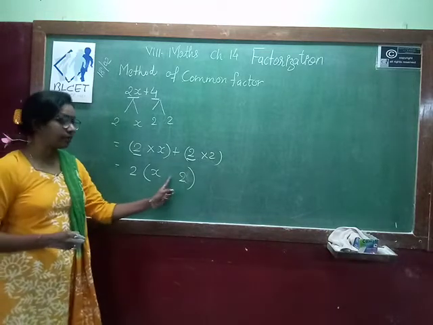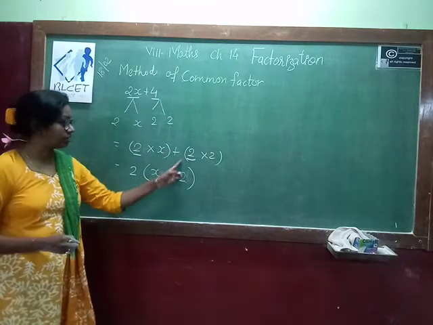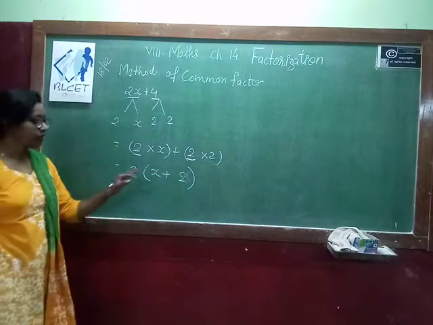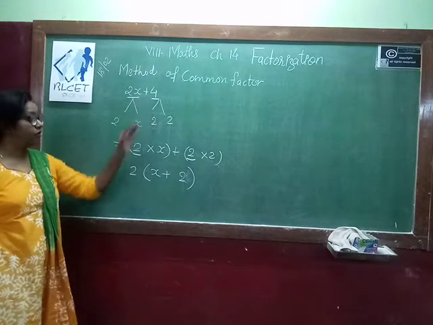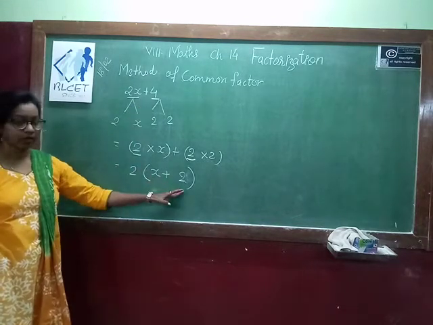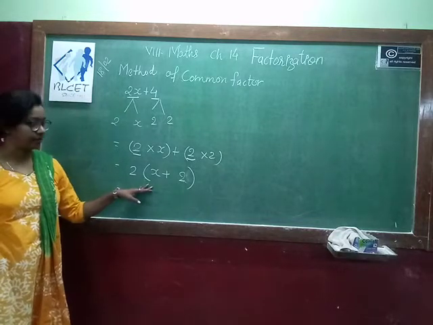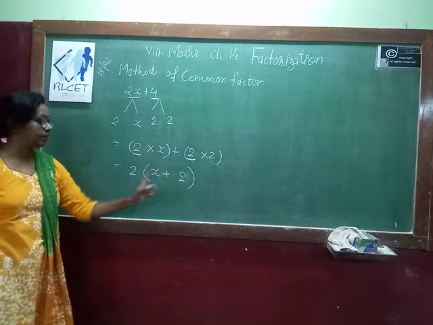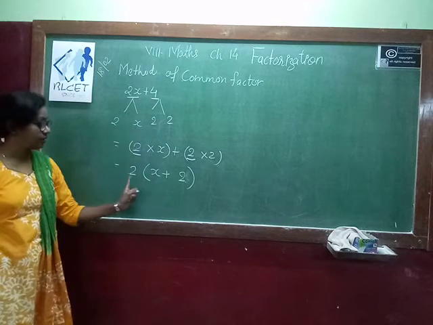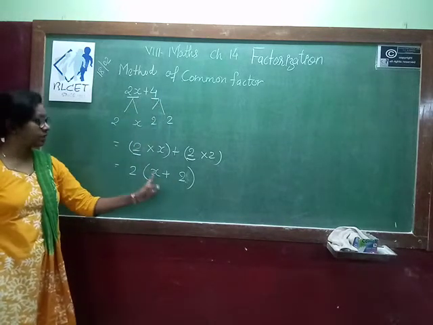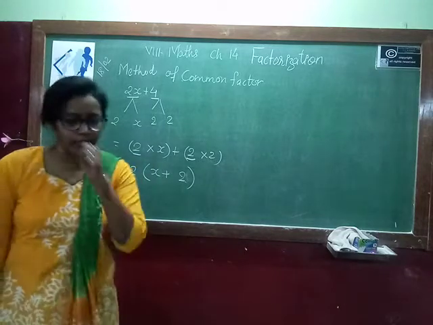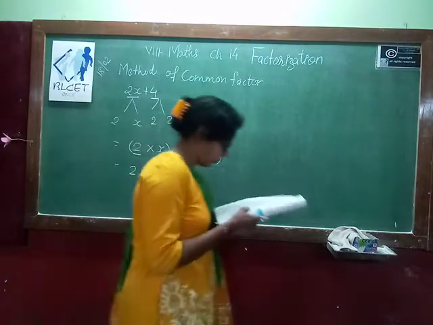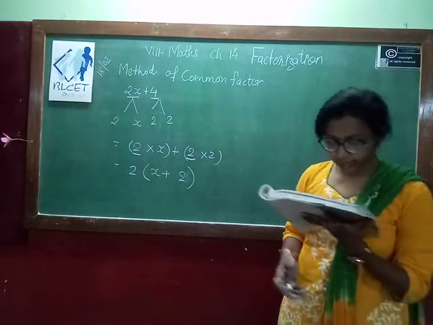We cannot write multiplication here. We have to write the sign. What is the middle term sign? Plus. So we have to write plus. So these are the factors of 2x plus 4: 2 and x plus 2. Now they are irreducible factors. If you want to check whether your answer is correct or not, just do the multiplication. 2 into x will give you 2x. 2 into 2 will give you 4. Middle term is positive, so here it is also positive. So this way we can find the common factor. This is the method of common factor. Suppose we have one more example, that is 3x plus 3y.